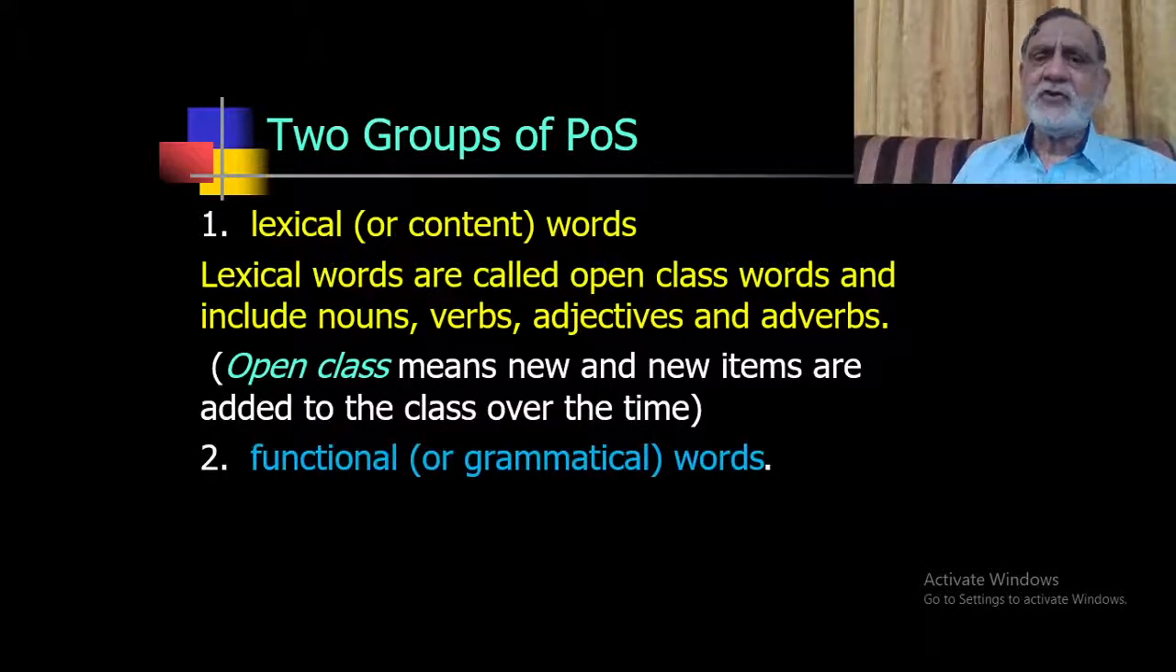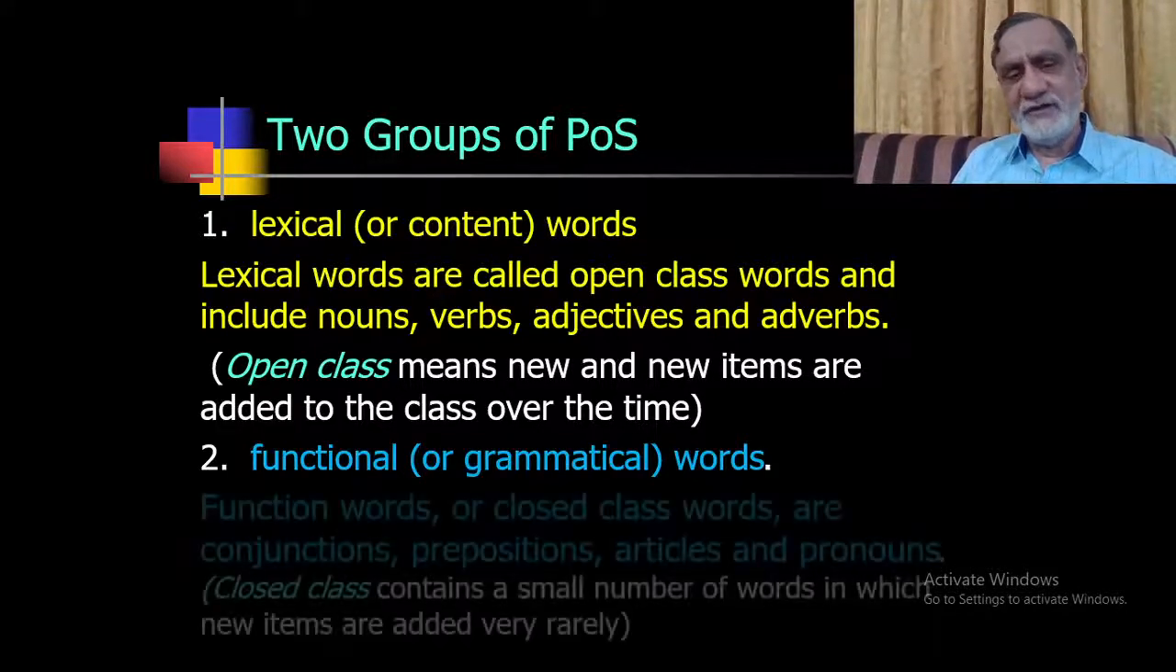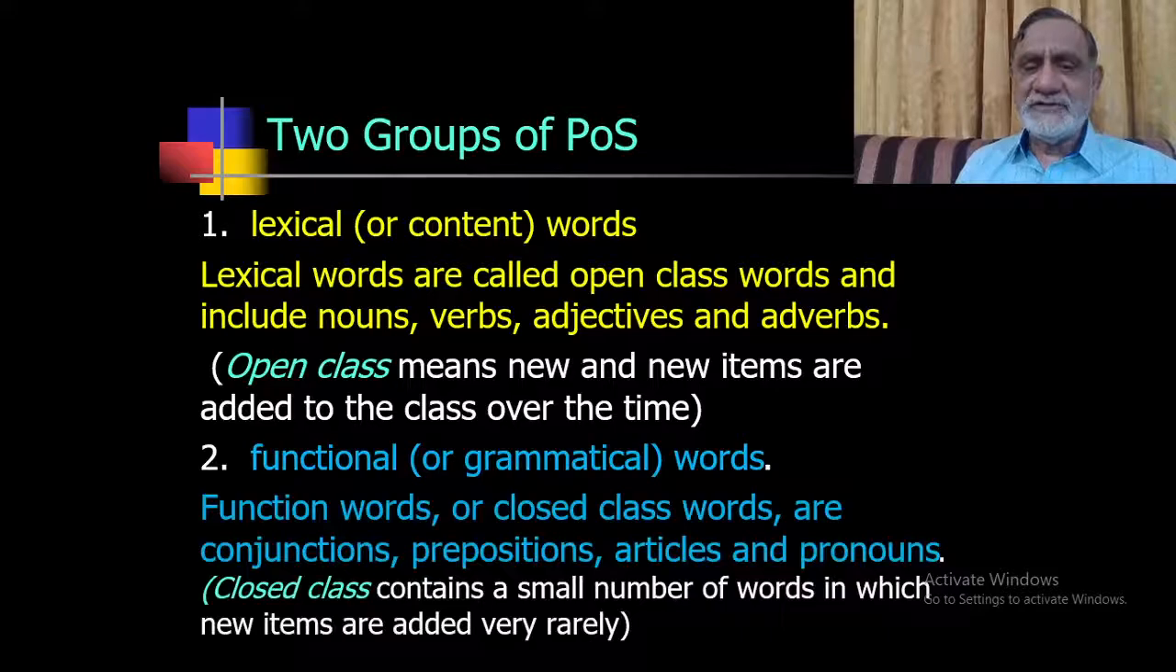Then there is the second group of parts of speech, called functional or grammatical words. Functional and grammatical words are closed class words: conjunctions, prepositions, articles, and pronouns. The above 4 were open class words, and these 4 which I have just mentioned, conjunctions, prepositions, articles, and pronouns, are called closed class. Closed class contains a small number of words in which new items are added very rarely.